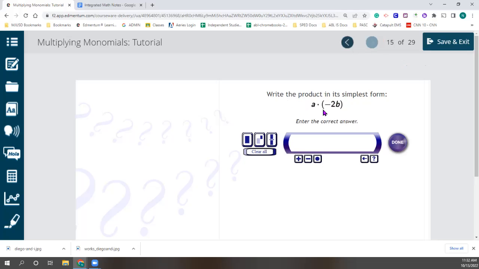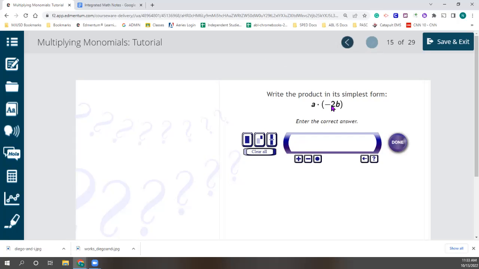Write the product in its simplest form. A multiplied by negative 2b. Okay, so I'm going to write that down. A multiplied, parentheses, negative 2b. So what can I do there? It looks like I cannot multiply those two because the variables are different. So I believe that the answer would be negative 2ab.